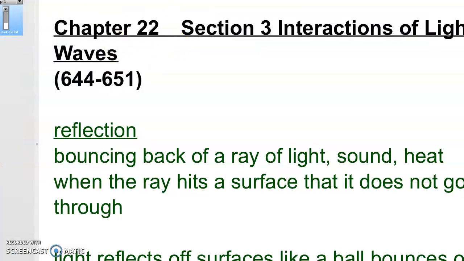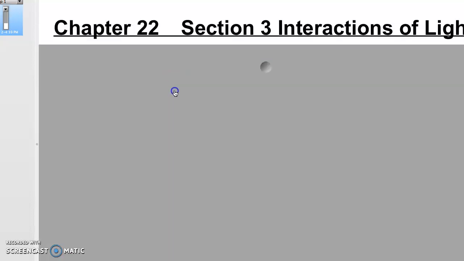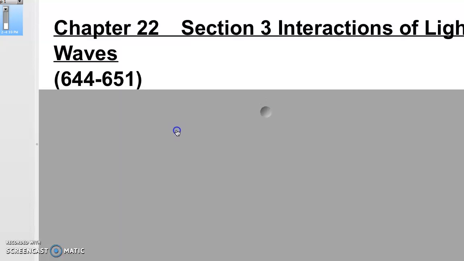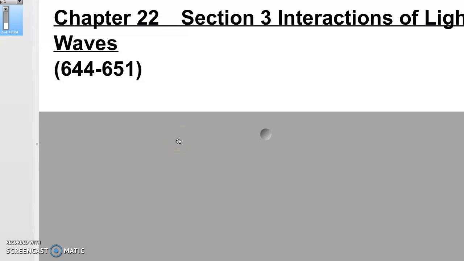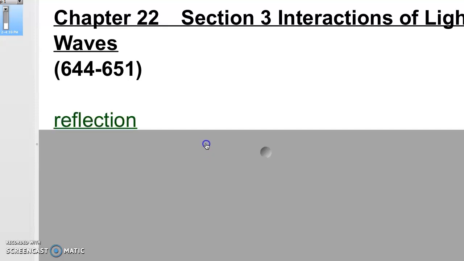Okay, guys, we're going to go over chapter 22, the section on the interactions of light waves, which was pages 644 to 651. A lot of terminology, and some of this is going to sound familiar because it has been talked about when we've been talking about waves. So we'll go over all of it. Highlight things, keep track of things. If you have questions, we'll go over them when we get together.